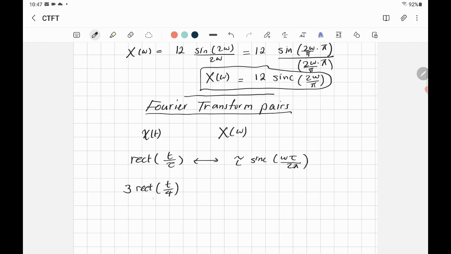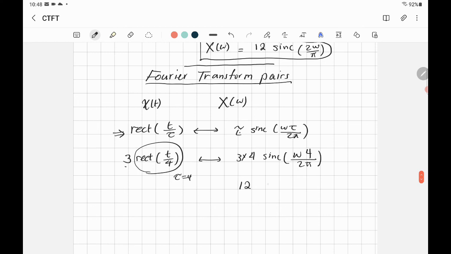So when you compare, focus on this one. That's exactly what you have in the table. So you have tau equal to 4. If you do that, tau is equal to 4, and you get sinc of omega tau, 4, over 2 pi. And then you have the 3, multiply the 3 here. So let's simplify. 3 times 4 is equal to 12, sinc, and then you have 2 and you have 4. You can simplify if you wish. By 2 is equal to 1, by 2 is equal to 2, it will be 2 omega over pi. So that will be the answer.